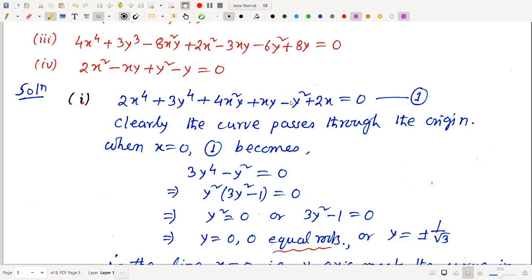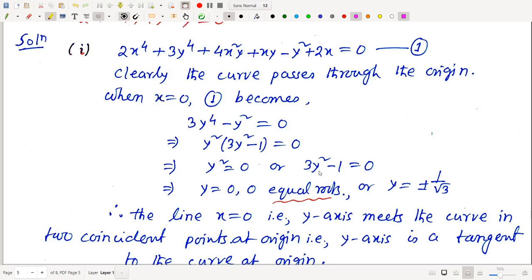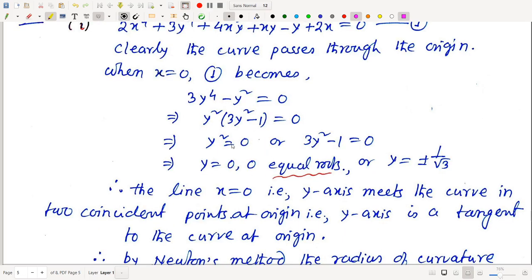If I put x equal to 0 in the equation of the curve, what do I get? 3y to the power 4 minus y square equal to 0. Okay. 3y to the power 4 minus y square equal to 0. So y square common, 3y square minus 1 equal to 0. So we get either y square equal to 0 or 3y square minus 1 equal to 0. So y square equal to 0 means this is a quadratic equation in y, so two roots are equal. I have written 0, 0. Both the roots are equal roots.